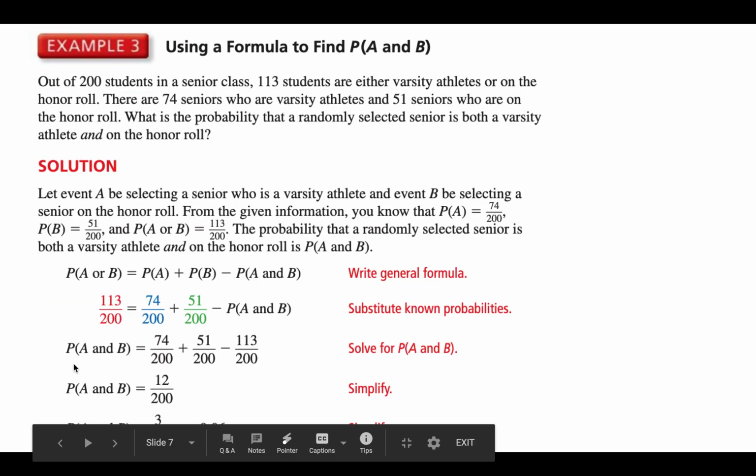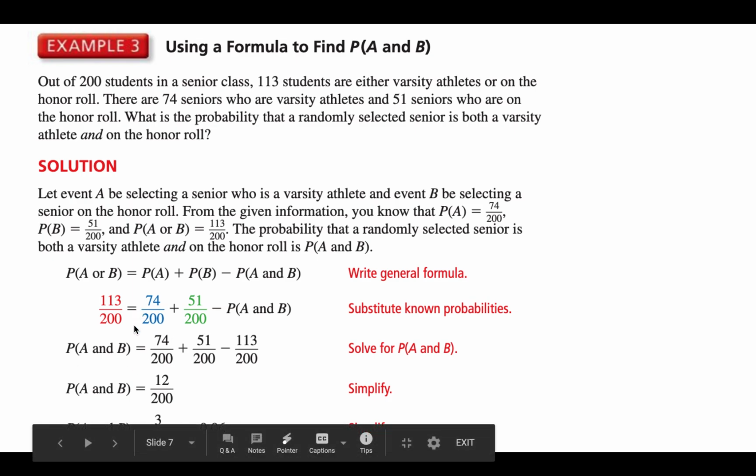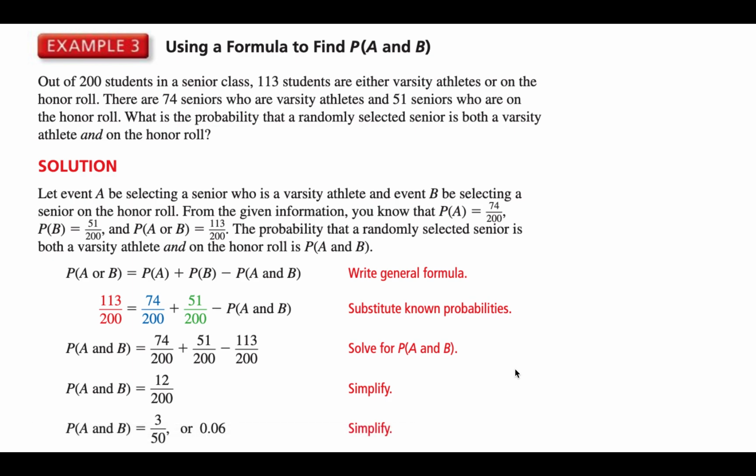Okay, which is just 12. So it seems that there are 12 students who are both varsity athletes and on the honor roll, and so 12 out of 200 is the probability that you pick a student that is both, and this is about 0.06.